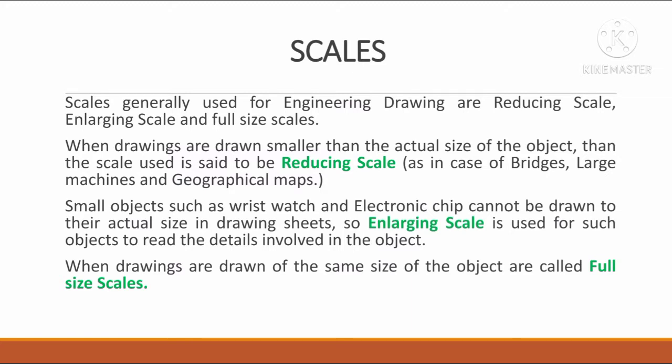Whereas some small objects such as wristwatch and electronic chip cannot be drawn to the actual size in the drawing sheets. So, enlarging scale is used for such objects to read the detail involved in the object. And when drawings are drawn to the same size of the object, they are called full size scales.